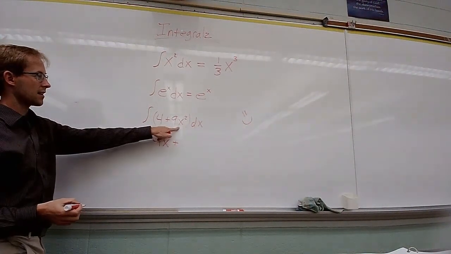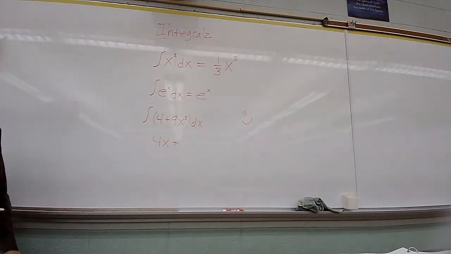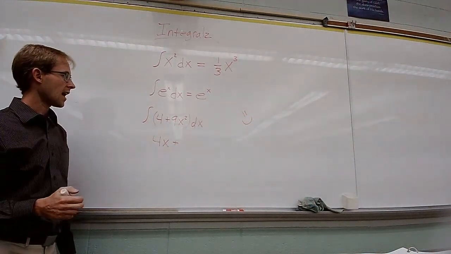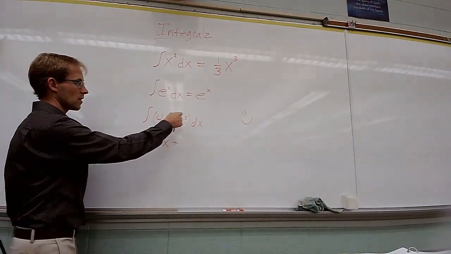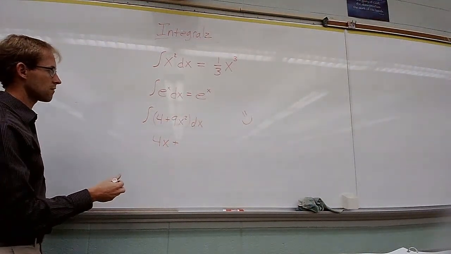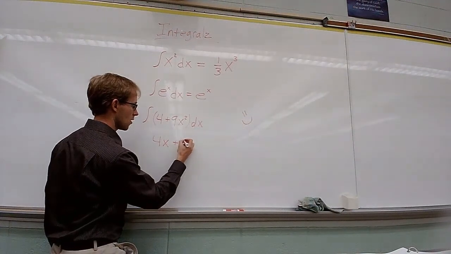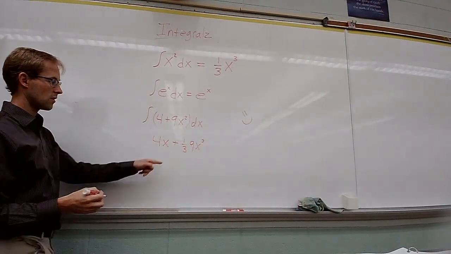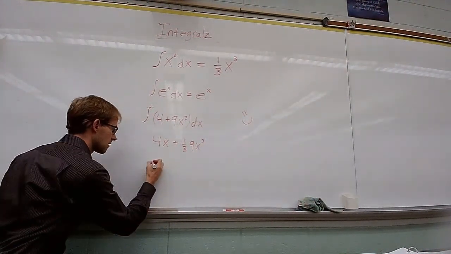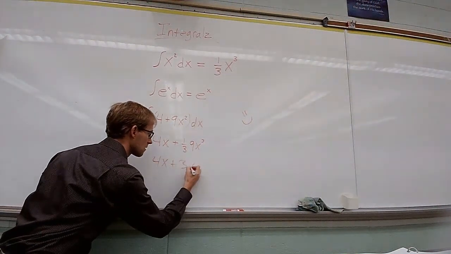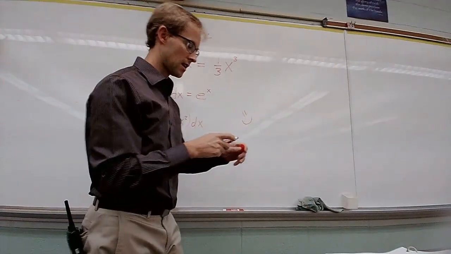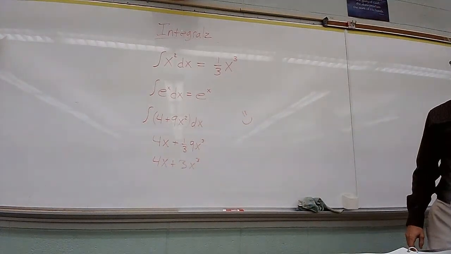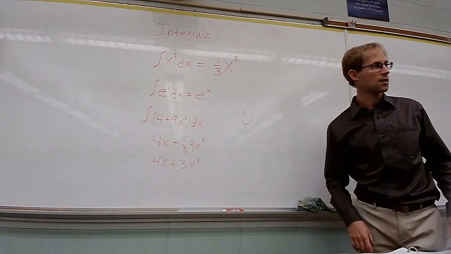And then we've got 9x squared, and the procedure for dealing with this again is we add 1 to the exponent, that makes it cubed, and then we take the inverse of the exponent, and we drop it out in front. So the inverse of 3 is 1/3. So, plus 1/3 times 9x cubed, and 1/3 times 9 is 3. And that's your answer for that one. Oh, wait. So you take the inverse after you add 1? Yep. You add 1 to the exponent first, and then you take the inverse.